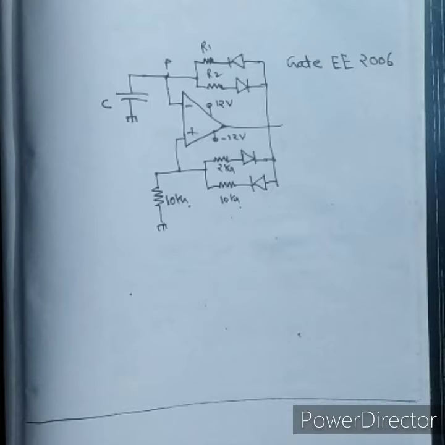Hello friends, today we will see one question which came in GATE 2006 and it is based on relaxation oscillator, and then we will see how to solve this question. So in the figure you can see op amp is there and its saturation voltages are plus 12 volt and minus 12 volt, and we have to find the waveform at point P.